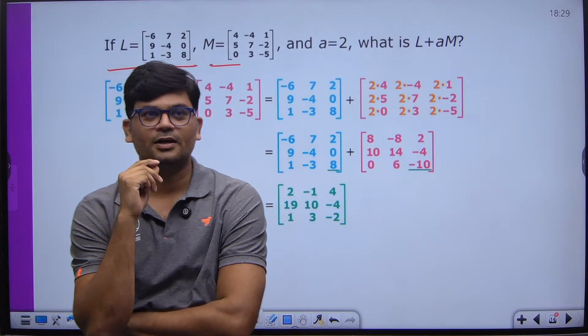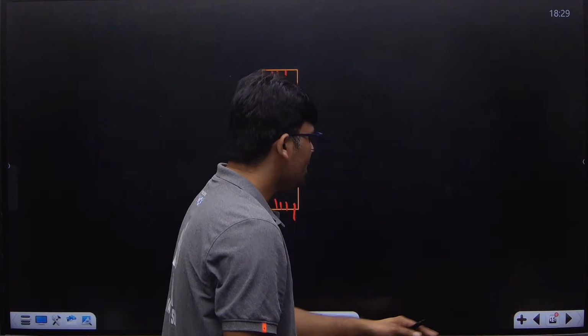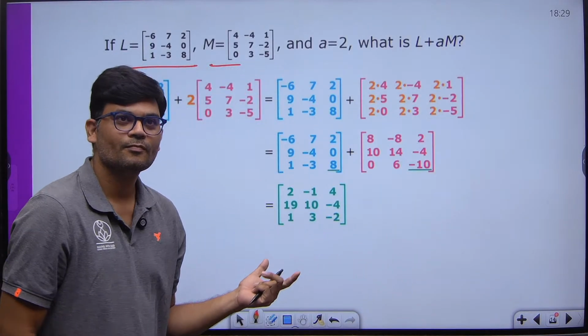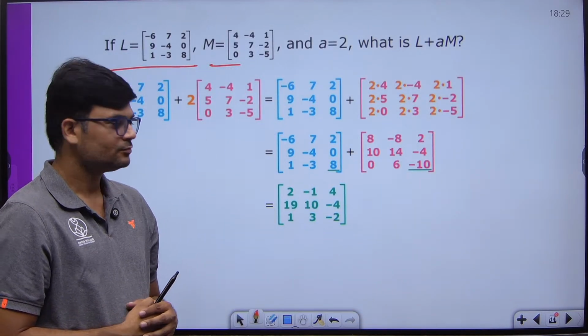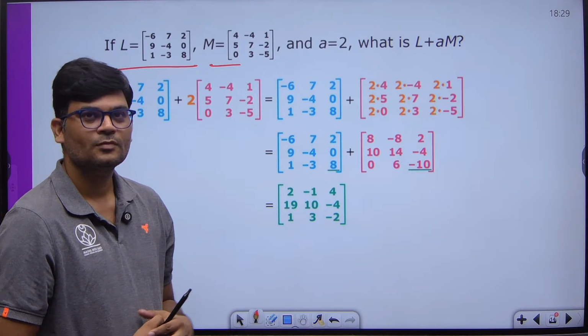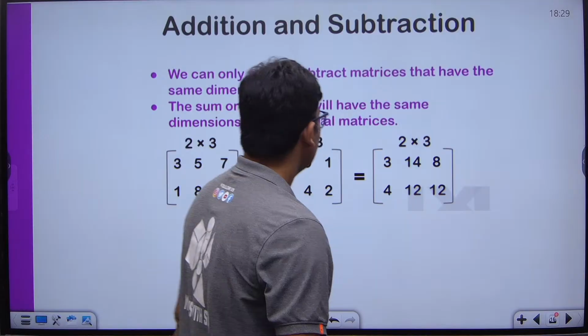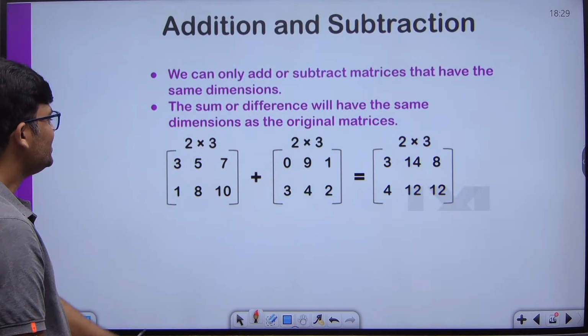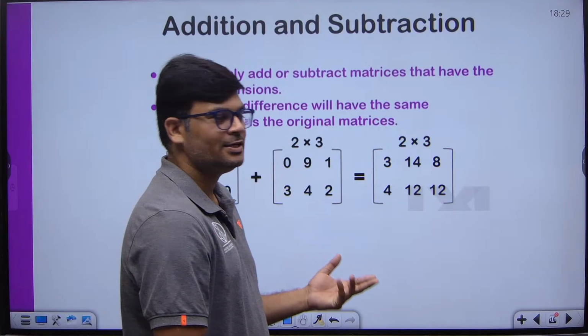Yeah. Done? Okay. Is the answer the same? 2, -1, 4, 19, 10, 4, 1, 3, -2. Yeah. -4? Yeah. Good one, beta. Okay, addition and subtraction has already been discussed. You just need to add the corresponding elements. That's it.